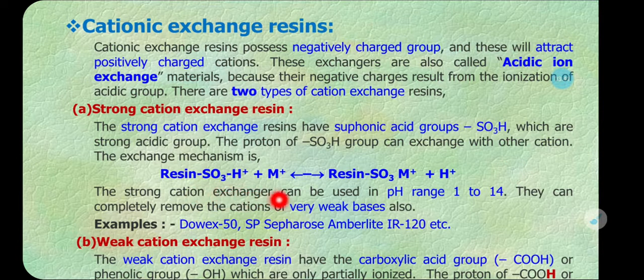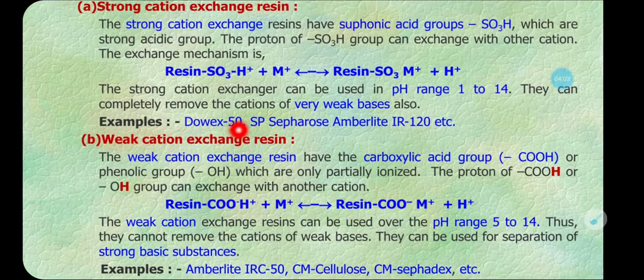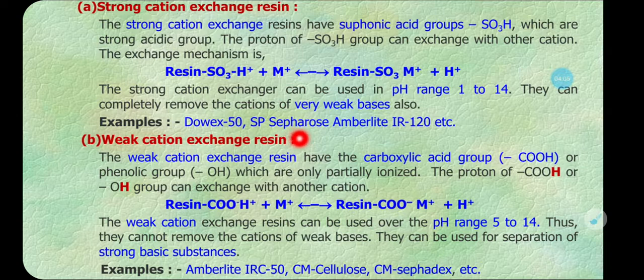Strong cation exchanger or resin can be used in the pH range 1 to 14, that is the full pH range. They can completely remove the cations of very weak bases also. Examples for cation exchange resin: Dowex 50, SP Sepharose, Amberlite IR 120, etc. There are varieties of cation exchange resins available in the market.